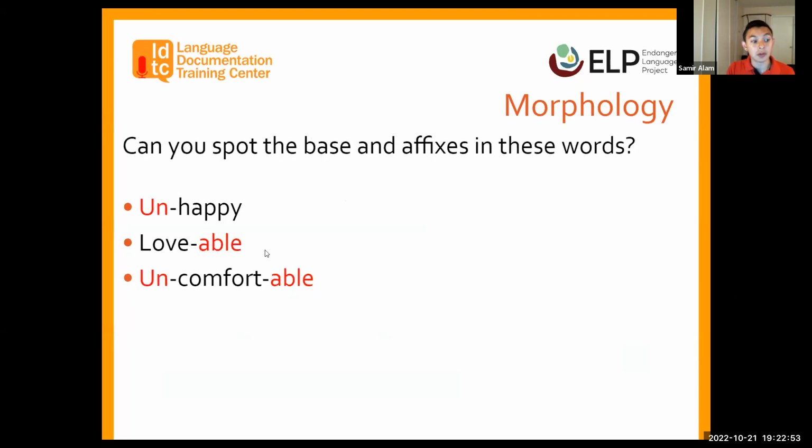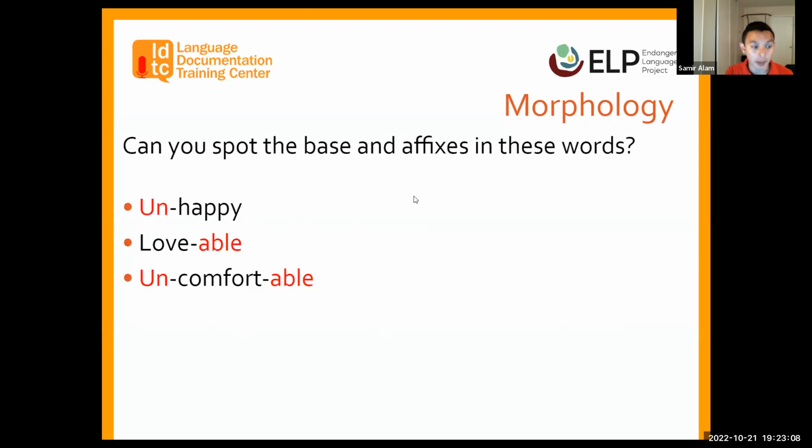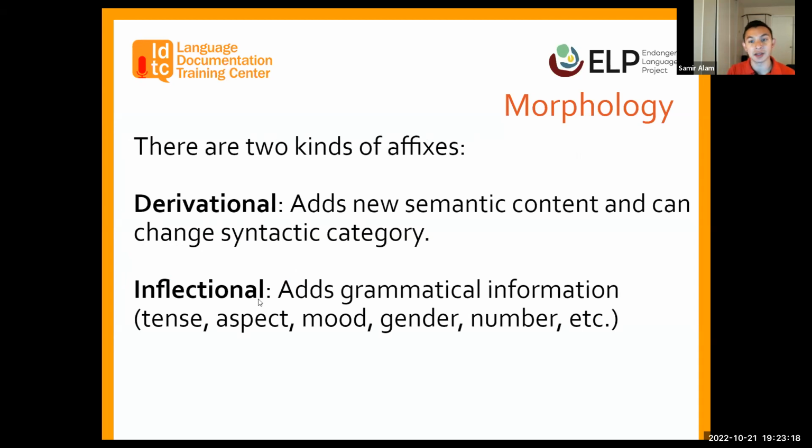Similarly, for lovable, we have love, which is our base, and we have able, which is our affix. But what kind of affix is able? Well, we know it's a suffix because it's after the base, but it's also a derivational affix because love on its own is a noun. When I add able and make the word lovable, it becomes an adjective. So I've changed the category from noun to adjective.